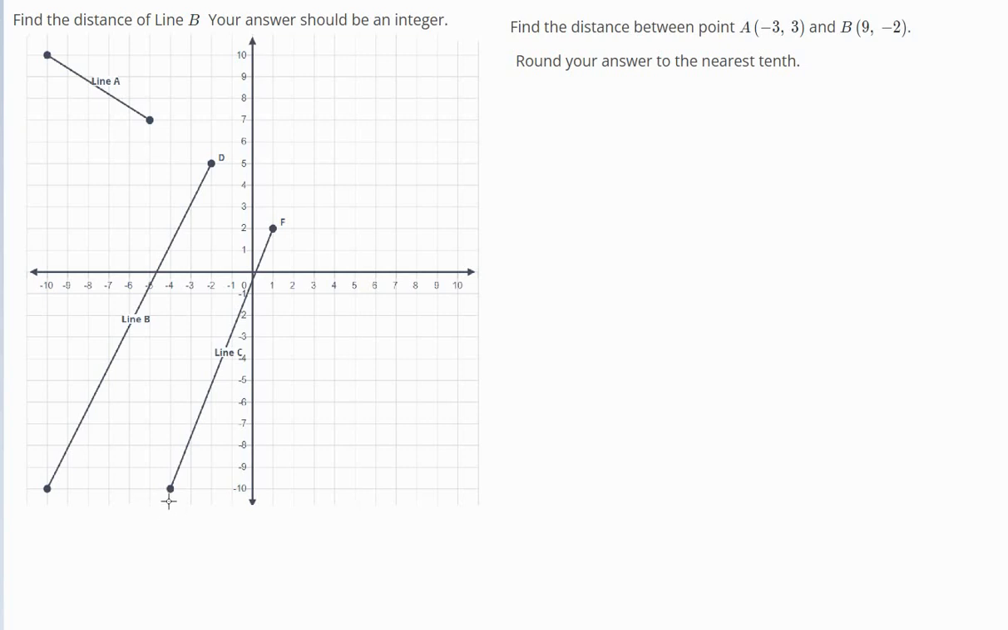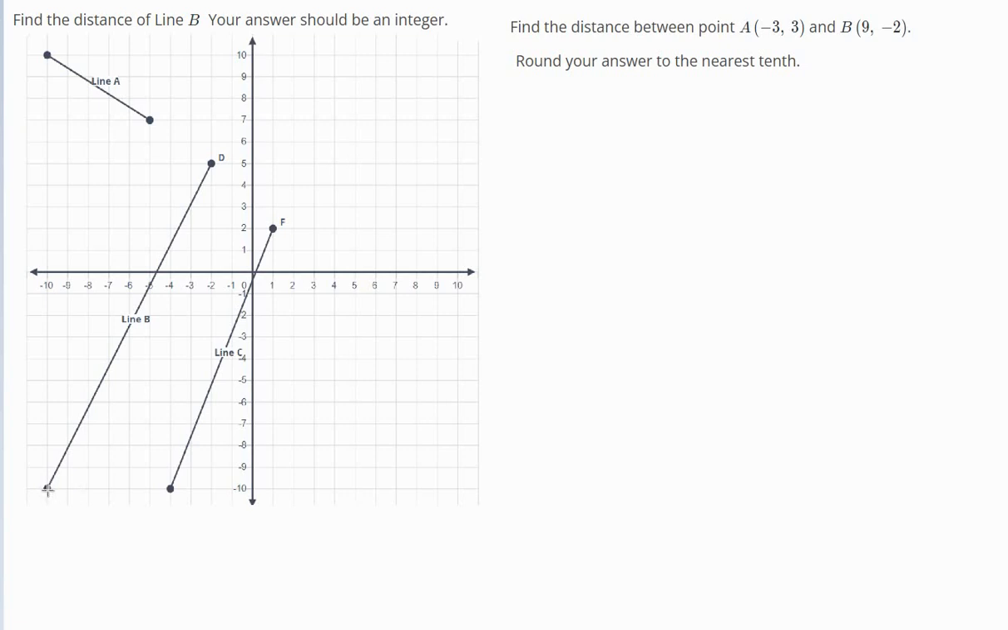So the first one on the left is a graph one. They want us to find the distance of line B, which is this line right here. So what we can do is use the distance formula, but in this class we're going to use the Pythagorean theorem. So we need to make a triangle out of this.